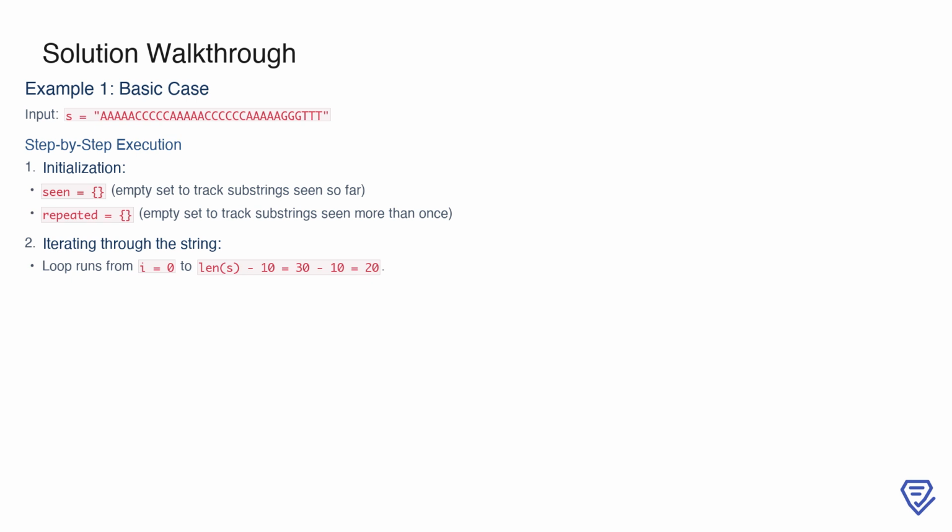in this string. We begin by initializing two sets, seen to keep track of substrings we encounter during the process and repeated to store substrings that we find more than once. The main logic involves iterating through the string, extracting substrings of length 10. The loop runs from i equals 0 to len(s) - 10, which in this case is 20. This ensures we only consider valid 10-character substrings without exceeding the bounds of the string.